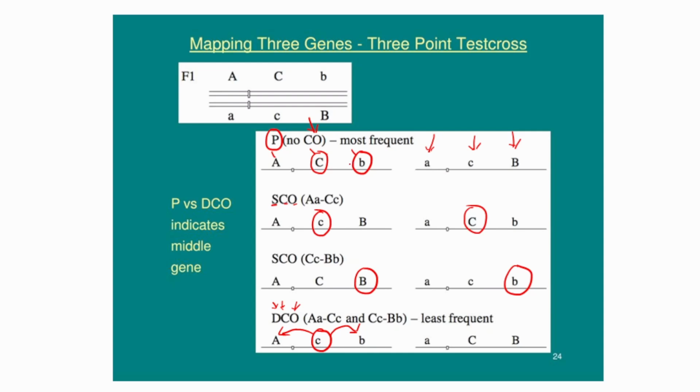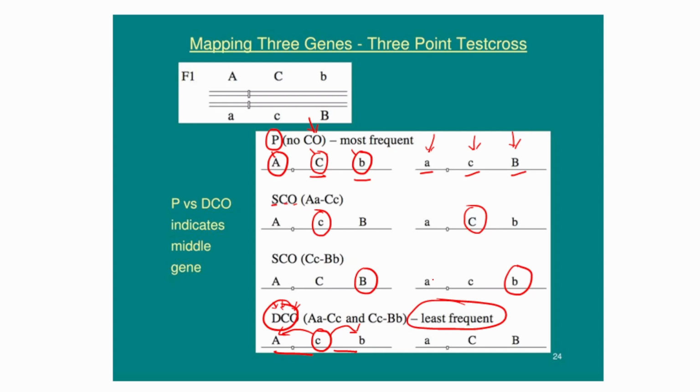Compare it with parental row at the top. The original arrangement was capital A, capital C, and small b on one chromosome, and small c and capital B on the homologous. This is the reference pattern. Nothing has been swapped. Next, look at the DCO row, which is labeled as least frequent. In this row, two swaps have happened, one between A and C, another between B and C.